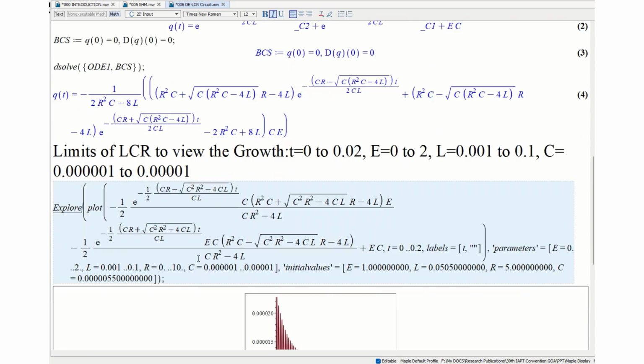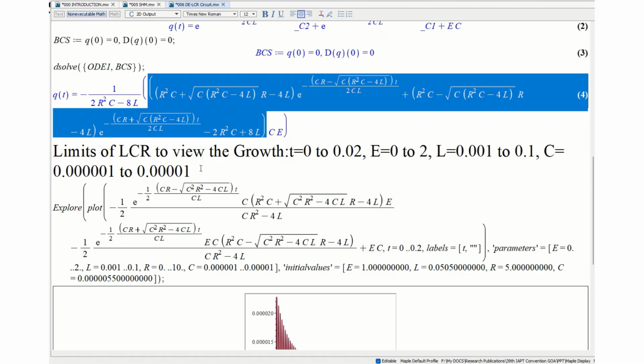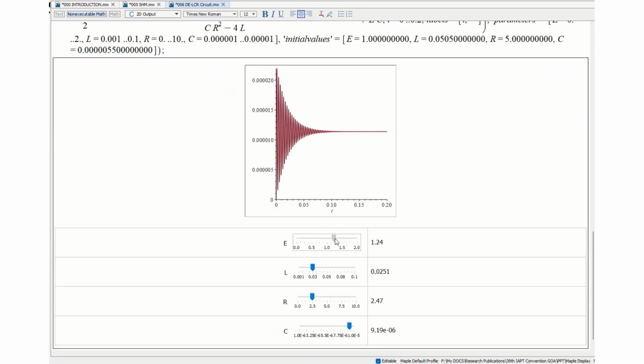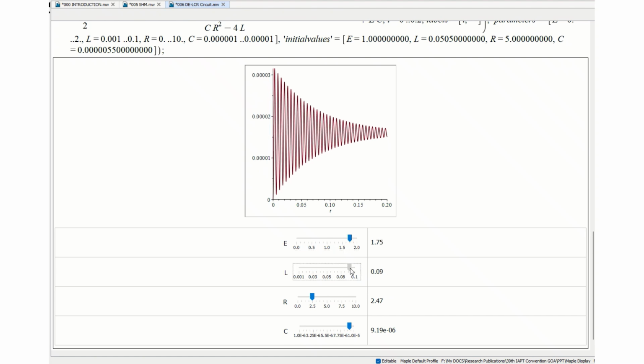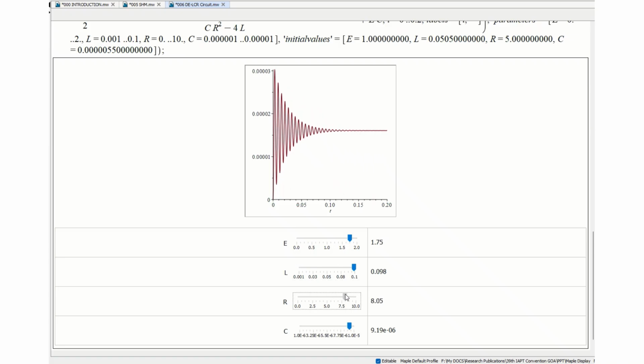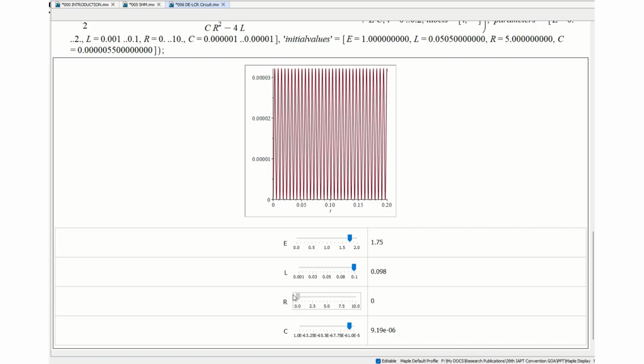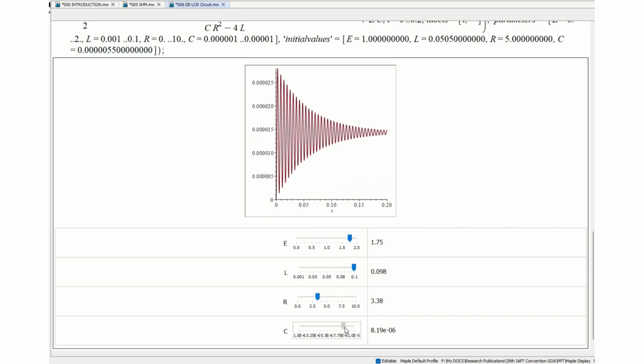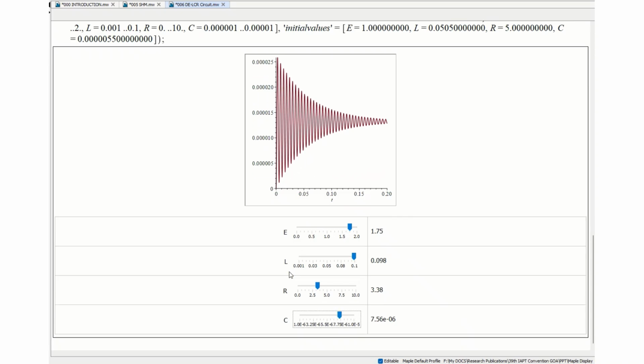So here you can observe the solution. This is the solution, and this solution is being plotted here. If we change the battery potential, then the y-axis parameter changes, which is actually current. By changing the value of the inductor, and the exponential decay, you can see if we increase the value of resistance, the decay is faster. If you make resistance 0, it will be sinusoidal. And by changing the value of the capacitor, you can observe how things behave.